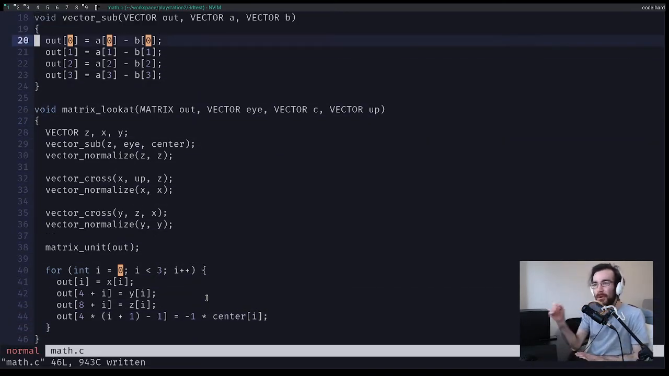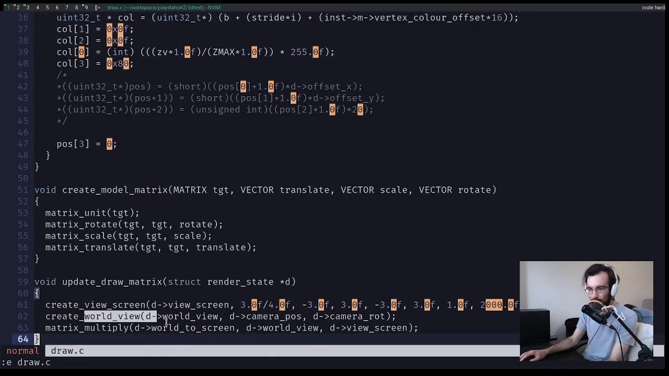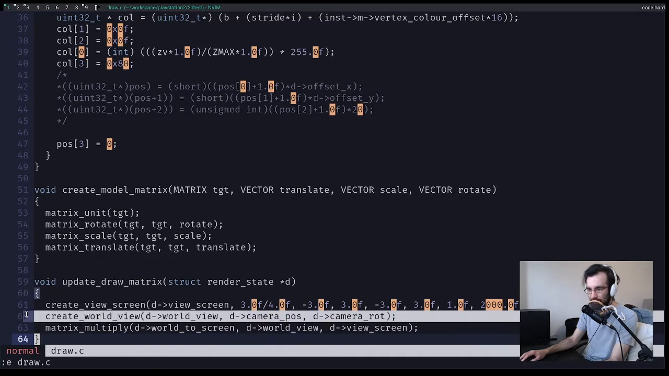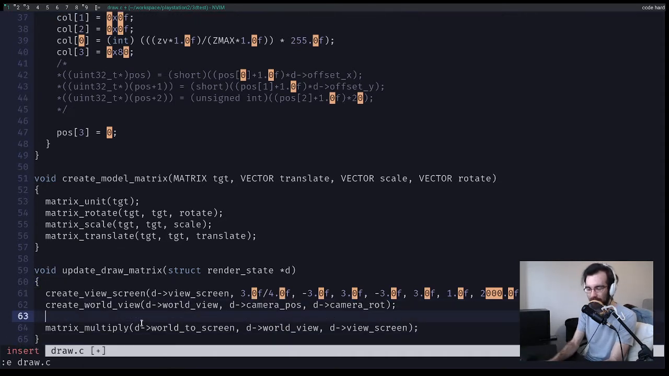So where do we multiply this in our chain? Because this is where we go from world space to camera space, right? So do we multiply by this? So what do we currently have for this? In draw.c, we currently have world view, right? So it's here.